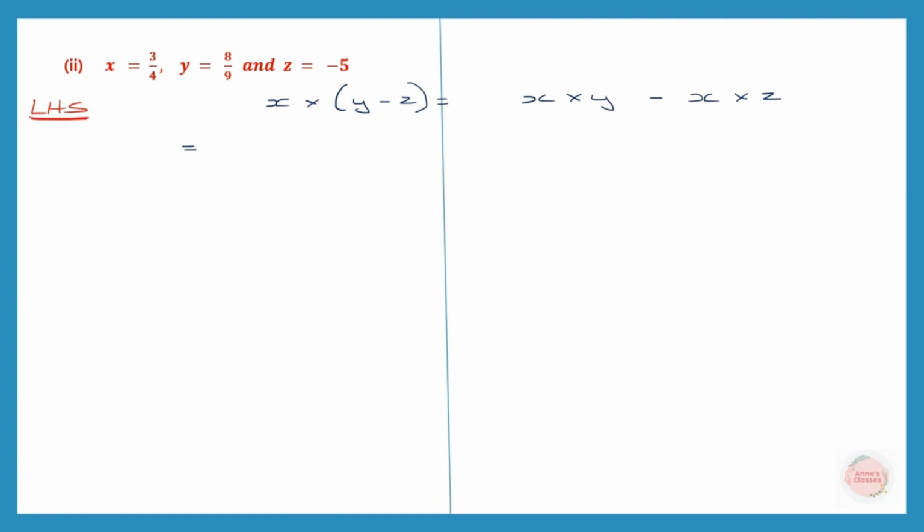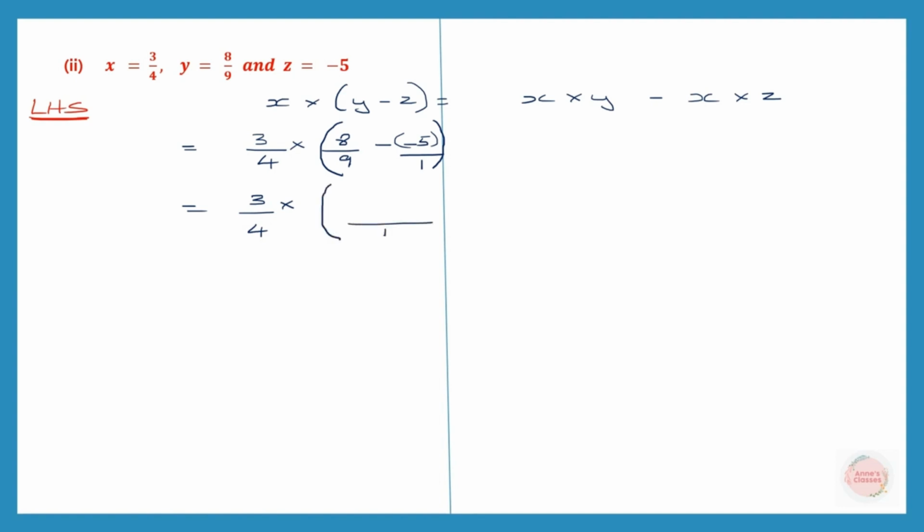So x is 3 by 4. 3 by 4 into, now y is 8 by 9. So let's write that, 8 by 9 minus z is minus 5. So this is the left hand side that we are working out first. So 3 by 4, I'm going to write it as it is. Now look at what is within brackets. 8 by 9 minus 5. So let's give this the denominator 1.